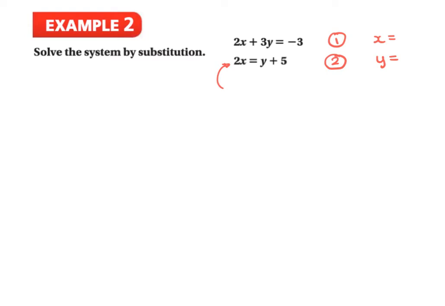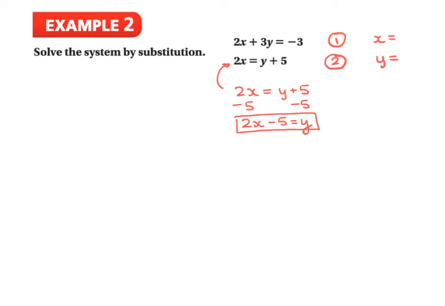So what I can do is solve this for y, just like we did when we were graphing the lines and you wanted it in the y equals mx plus b form. If I have the equation 2x is equal to y plus 5, and I want y alone, I'm going to take away 5 from both sides, and I get 2x minus 5 is equal to y. So now I have this equation here instead.